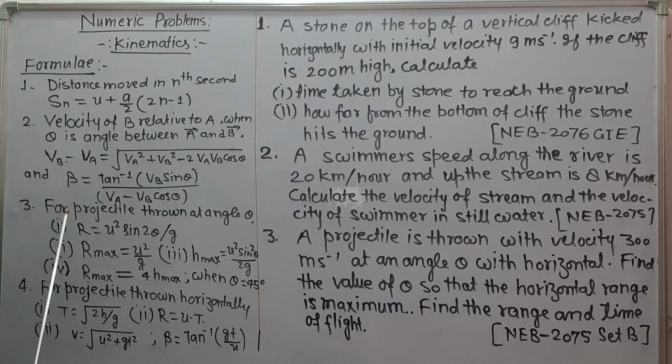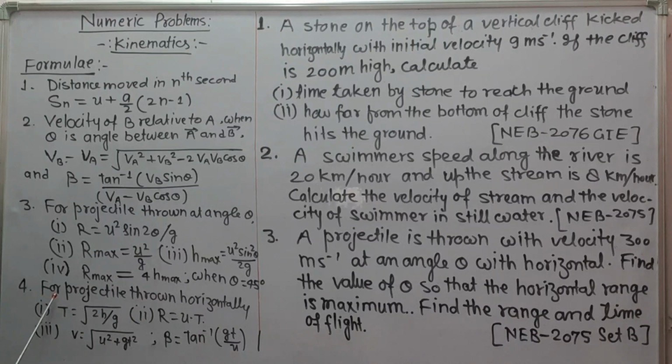Third, when the projectile is thrown at an angle theta with velocity u, then its range is given by this equation, R is equal to u square sin 2 theta upon g. H max is given by u square sin square theta upon 2g, and R max is equal to 4 H max when theta is 45 degree.